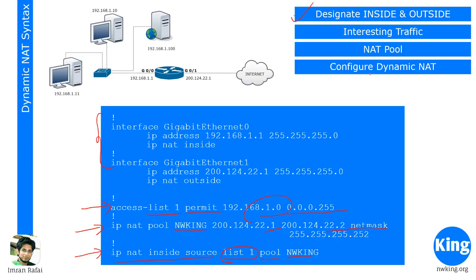So these are the 4 steps. We designate inside and outside, then we identify interesting traffic using an access list, then we create a NAT pool, and then we configure. So let's go to Packet Tracer and look at this.